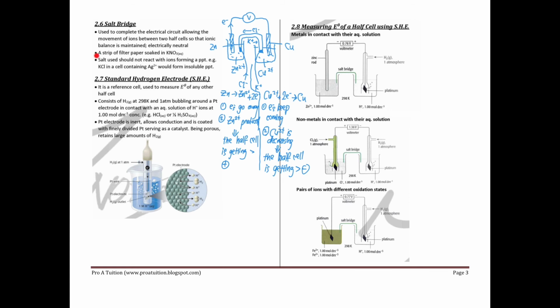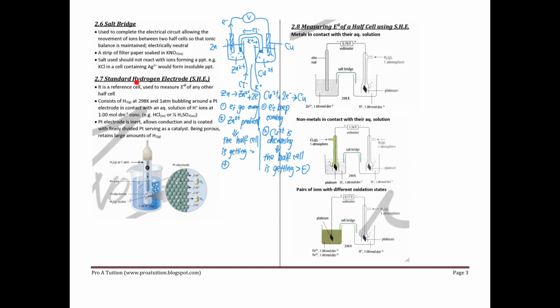Okay, so the salt used should not react with ions, forming a precipitate. Example: potassium chloride in a cell containing silver ions. Silver ions would form an insoluble precipitate, because silver chloride is a precipitate. So then it is not suitable. So we have to use potassium nitrate in that case. Okay, now we move on.